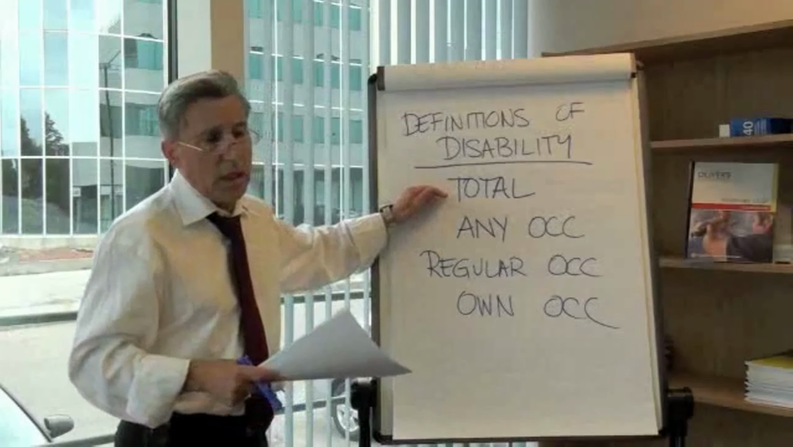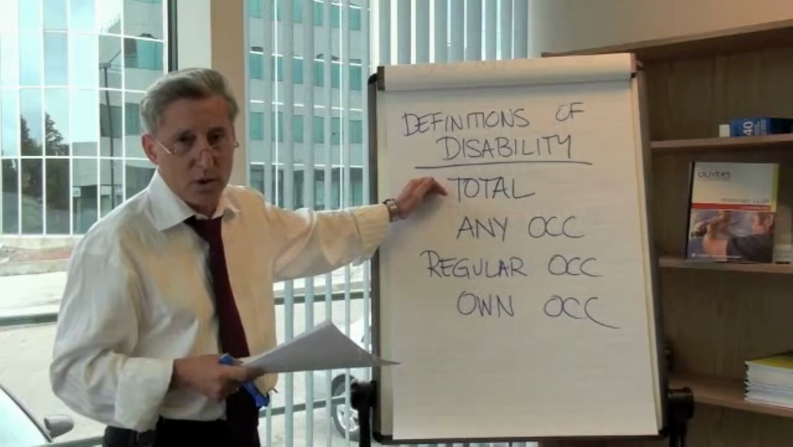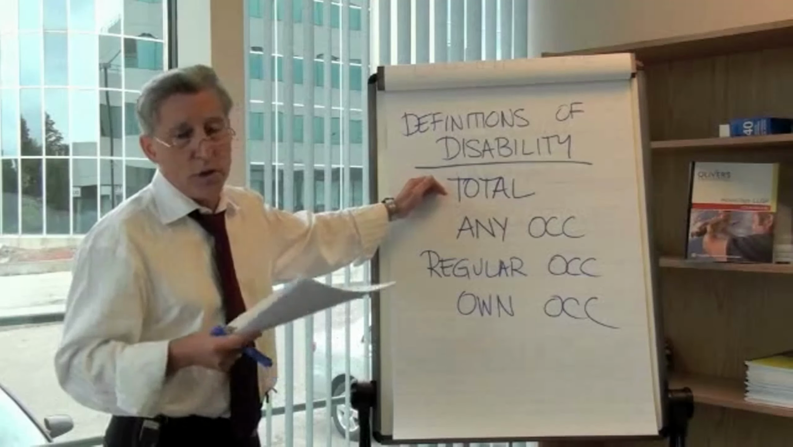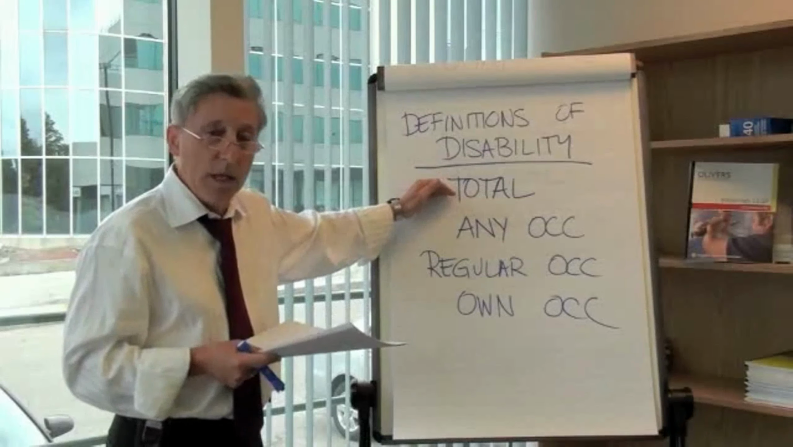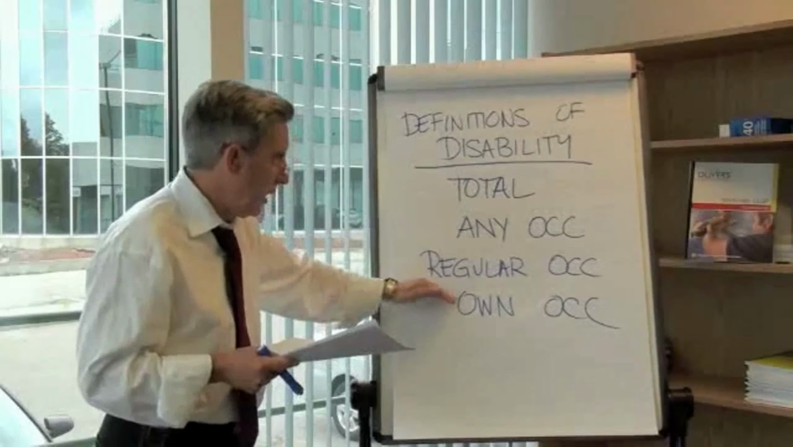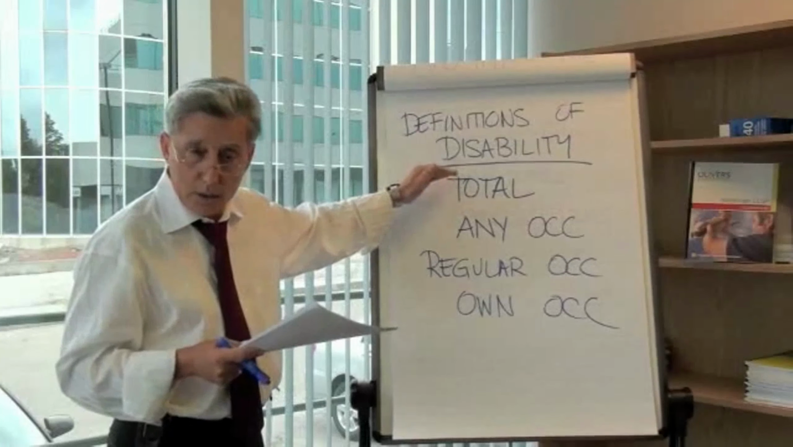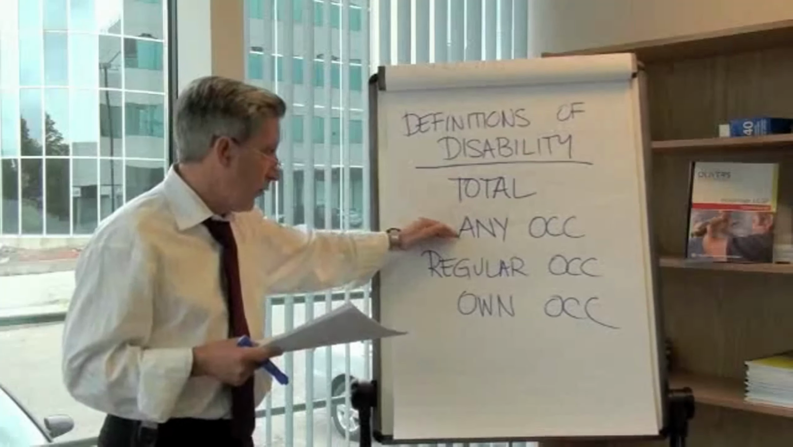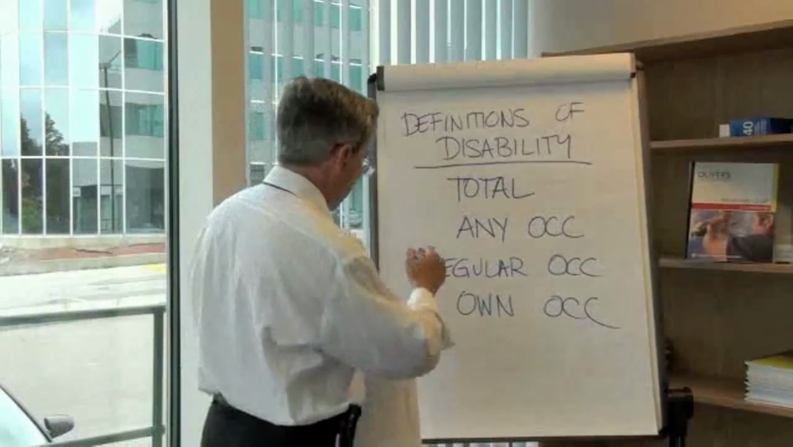Now, the definitions here, it has to be total disability. In other words, this is not a situation where you can do some work and not some work and so on. The first thing in order to put in a claim is that, in fact, you have to be totally disabled. Now, there are three definitions of total disability which are very, very important, and these will definitely be on the exam. The first one is what we call any occupation, or any OC, basically.